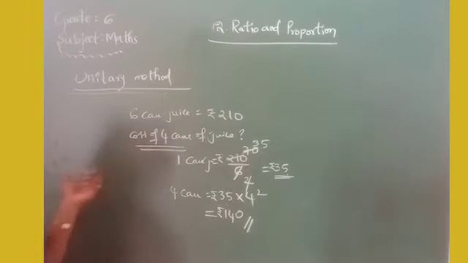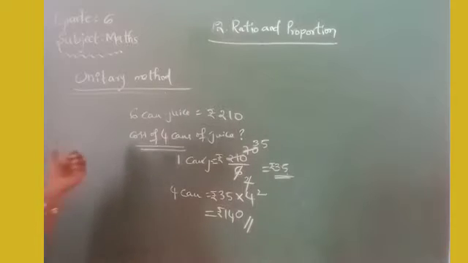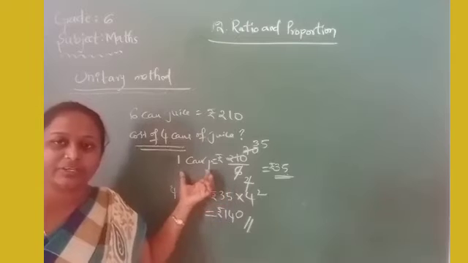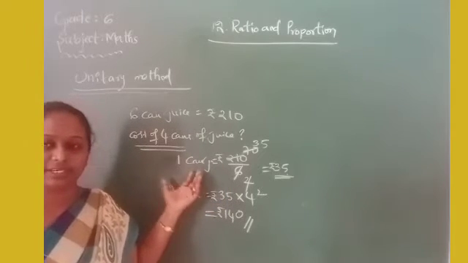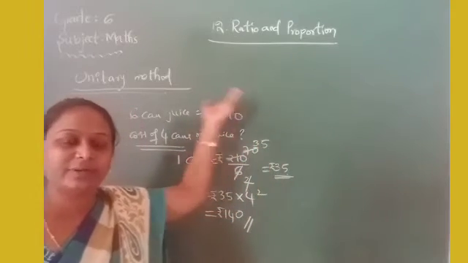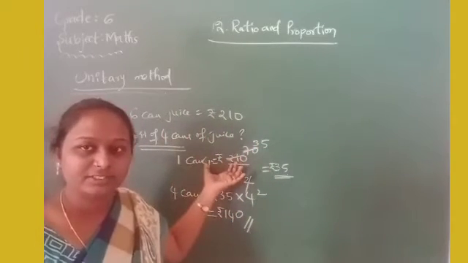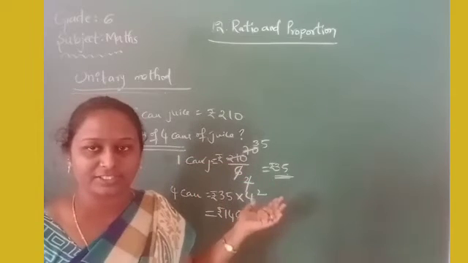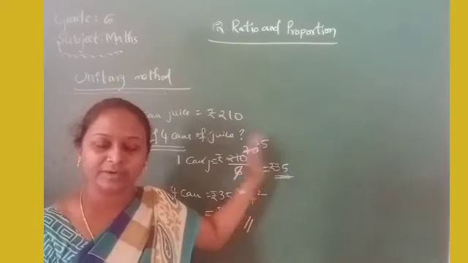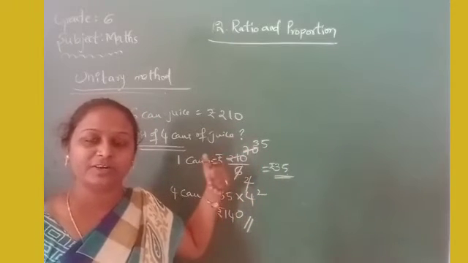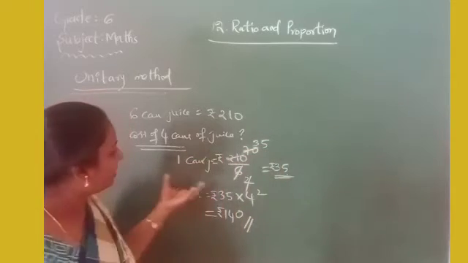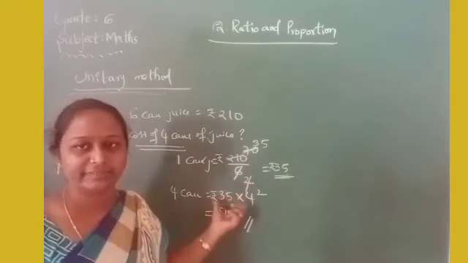So here in the unitary method, you have to first find the value of 1 unit. Then you have to find the value of the required number of units. First they will give that 6 cans cost this much. What will be the cost of 4? First you don't know the cost of 1 can, so first find the value of 1 unit. After that you have to find the value of the required number. However many you want, that many units you multiply with the given answer.